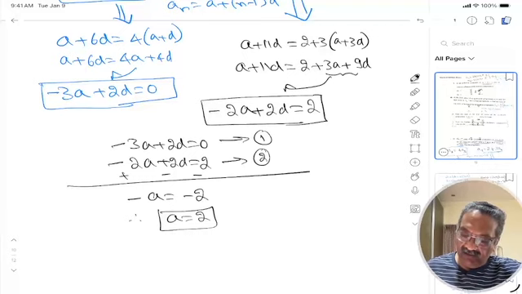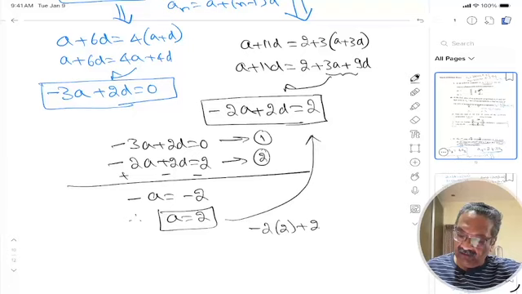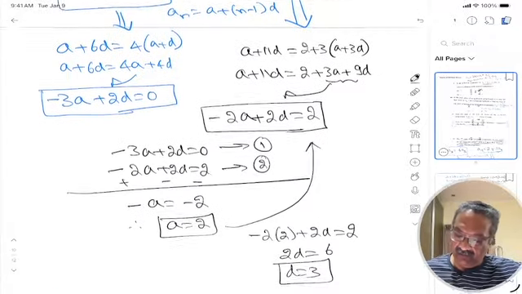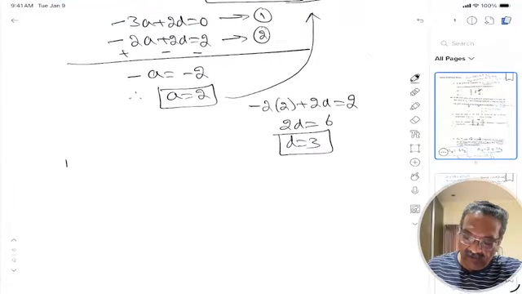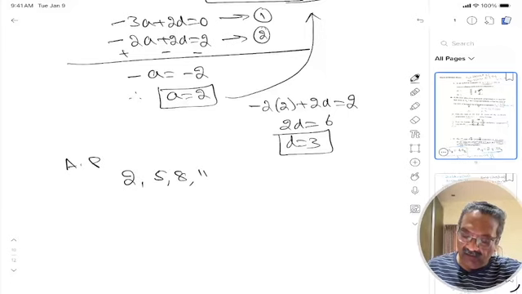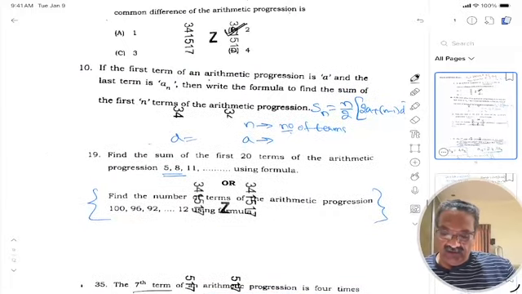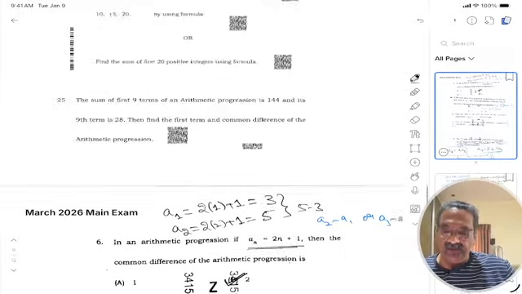We substitute this in this, we get minus 2 into 2 plus 2D is equal to 2. Therefore we get 2D is equal to 2 plus 4, so 6D is equal to 3. What have they asked for? Find the progression. So the progression will be 2, 5, 8, 11, and so on. So very easy questions they have asked in March 2026.